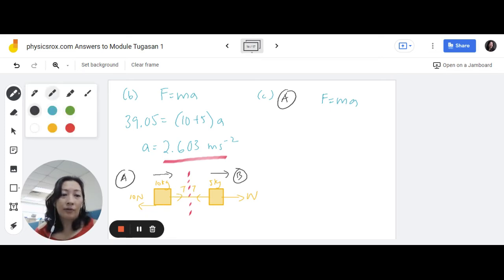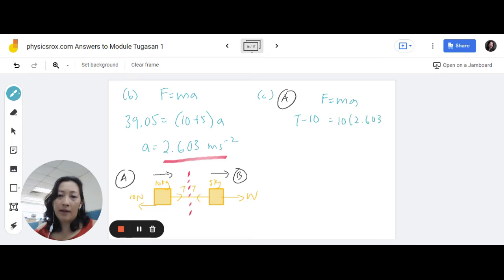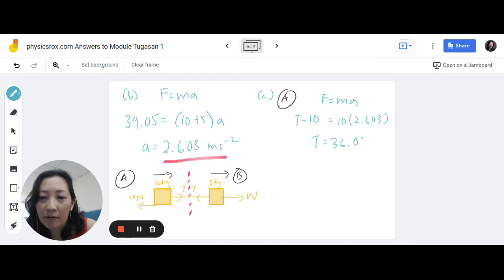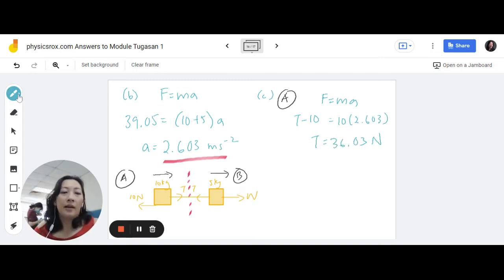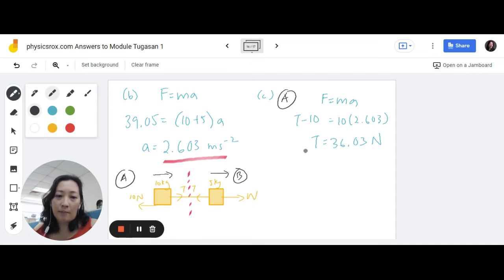T, right? So T minus 10 is our resultant force. Sub in, mass is only 10. Ignore the 5, remember? And when you work this out, you would get... Actually, no need. I don't calculate the 26 plus 10, 36.03 Newton.